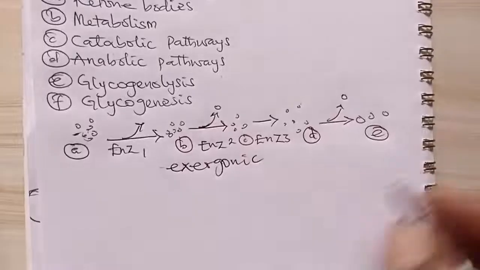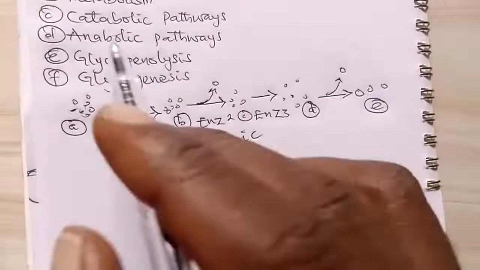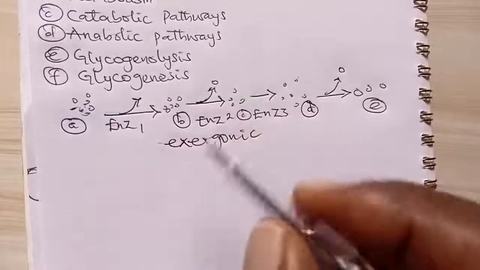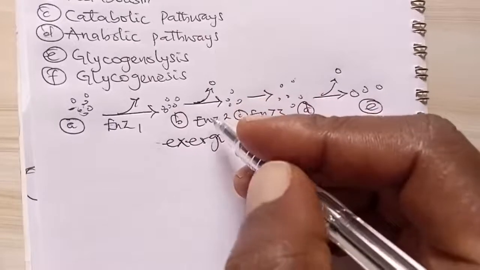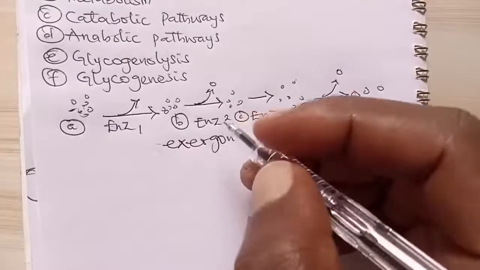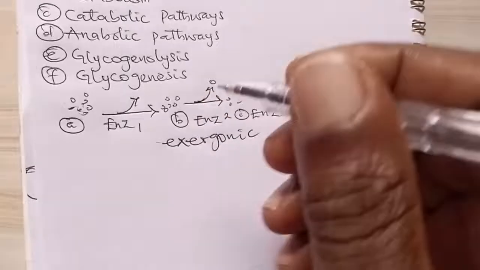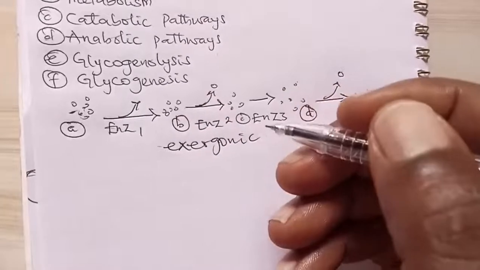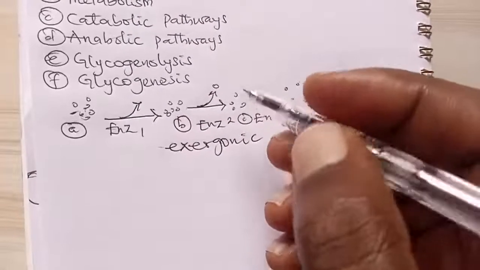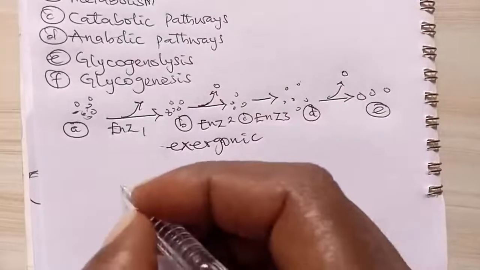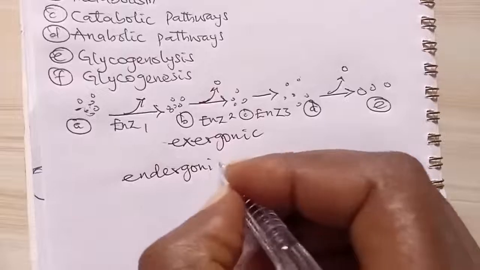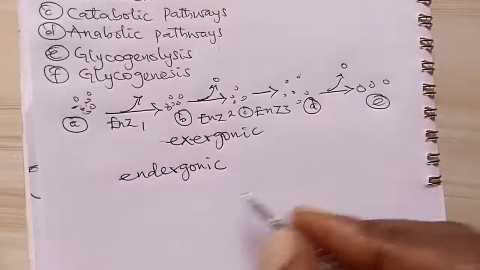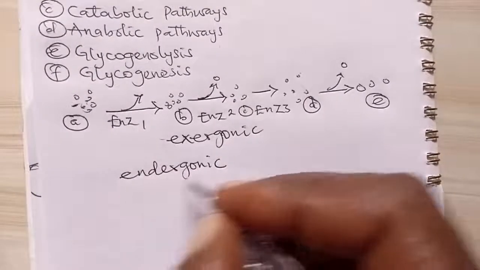So the other one is anabolic pathways. This process leads to the biosynthesis of complex molecules from simpler components. Since molecular construction requires energy, anabolic reactions are said to be endergonic. Endergonic, that's energy absorbing. This is energy releasing, energy absorbing.